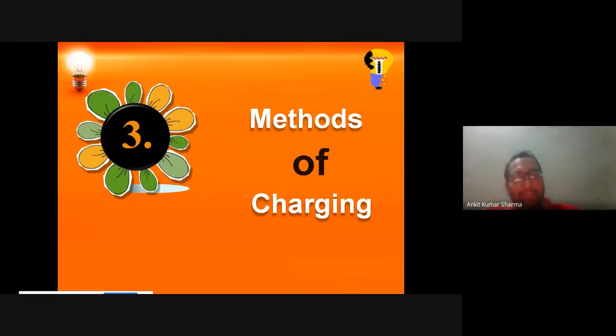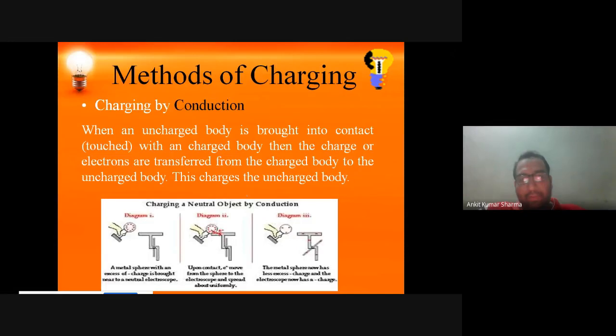So it follows the energy conservation law. In the next slide, we will discuss the methods of charging. There are certain methods of charging, and among them we will discuss a few. The first method is charging by the method of conduction. You can relate this theory to the diagram also.